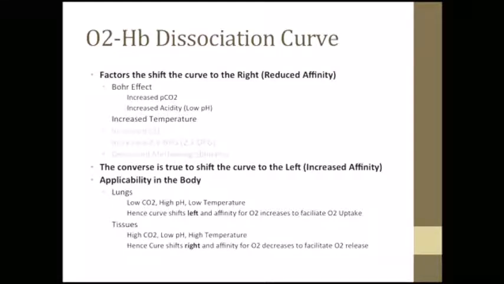In the tissue, it's the opposite. You have high CO2, low pH, high temperature, and the curve shifts right, and affinity for O2 decreases, and this facilitates O2 release. At this point, does anyone have any questions?